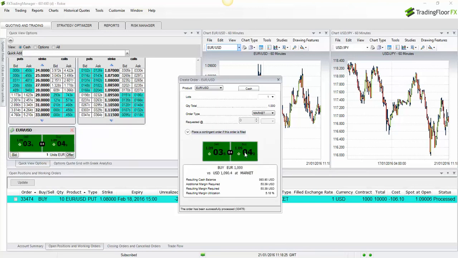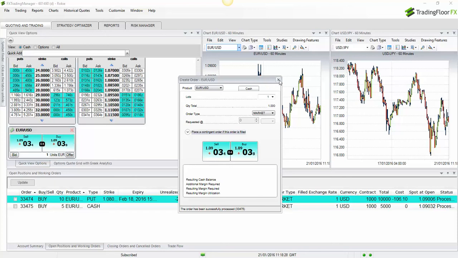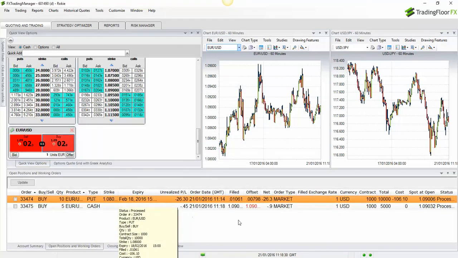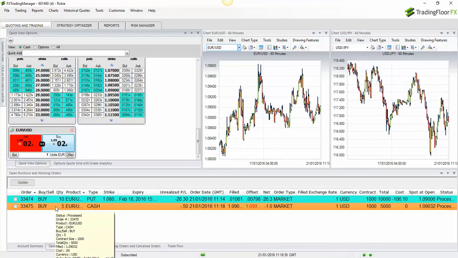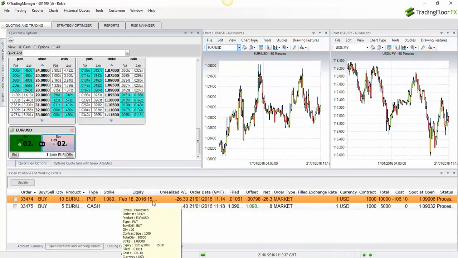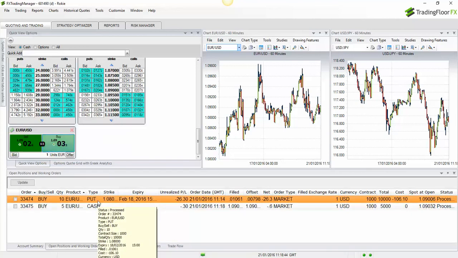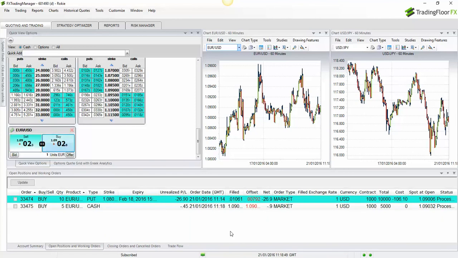I hedge the option. Okay, so at this moment, this is my long position here, and this is my short position with the option. So at this moment I'm hedged. I'm going long on this and short on the option. Now, this kind of strategy is allowed on this platform because you are trading two different instruments. The first one is an option, and the second one is just a normal forex position.